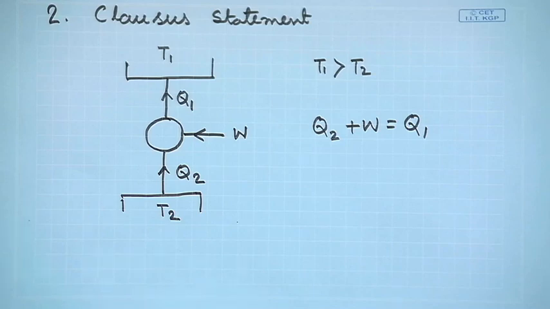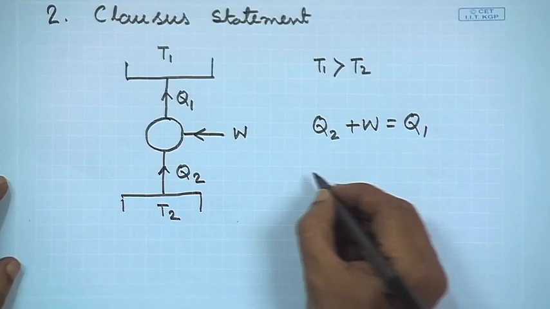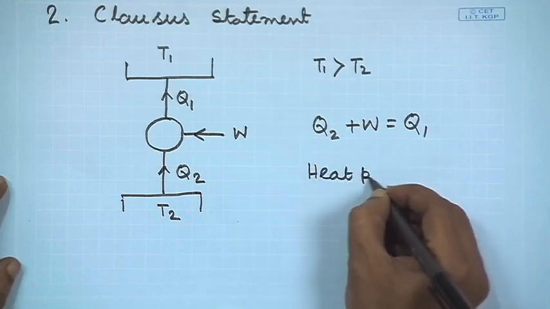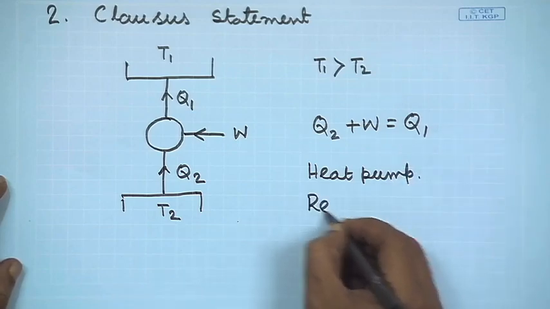So, this is again another important engineering device. In fact, it talks about two important engineering devices. So, these engineering devices are called heat pump and refrigerator.